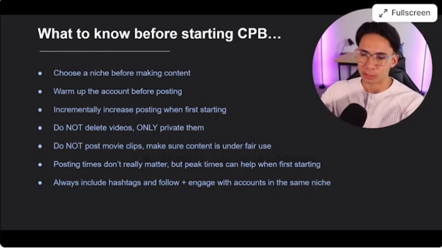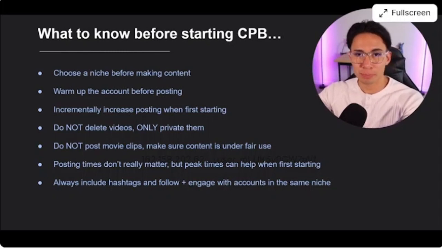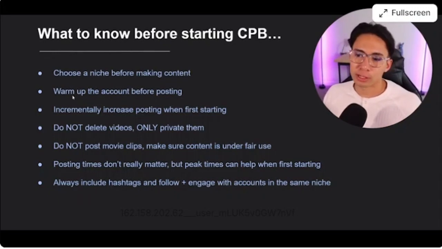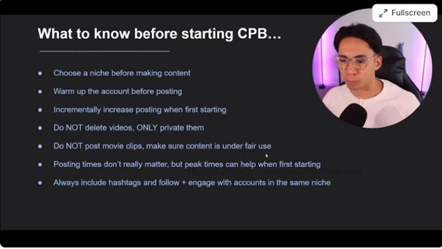You need to do hashtags because it's going to help the algorithm know exactly what audience of people to show it to. There's a reason why hashtags are a thing. They created it for a reason. Make sure to use them. Also, make sure that you're following and engaging with accounts in that same niche, which we already talked about with warming up before posting.